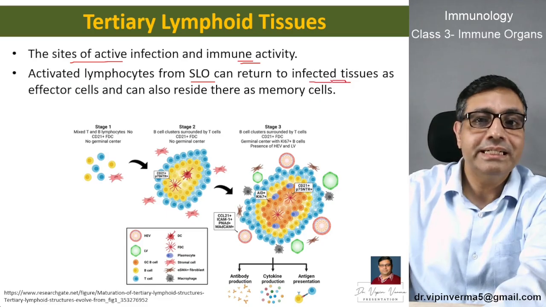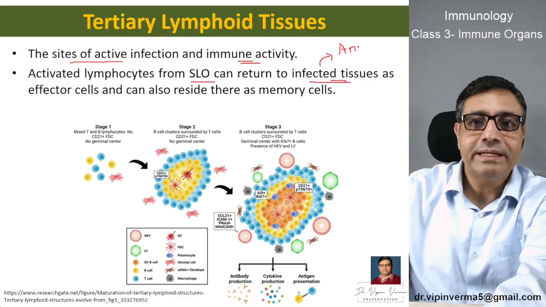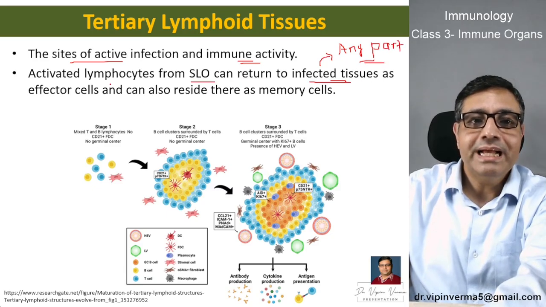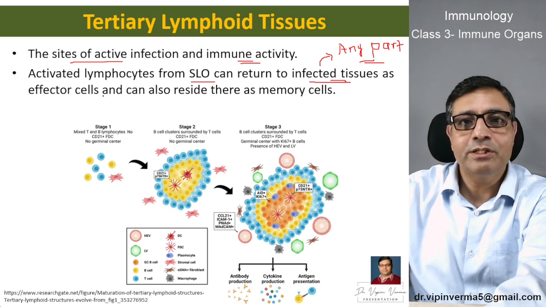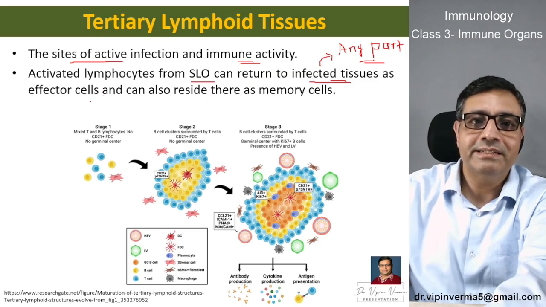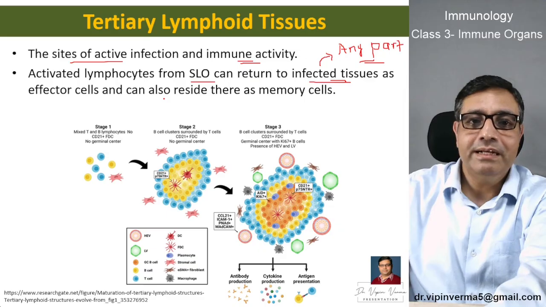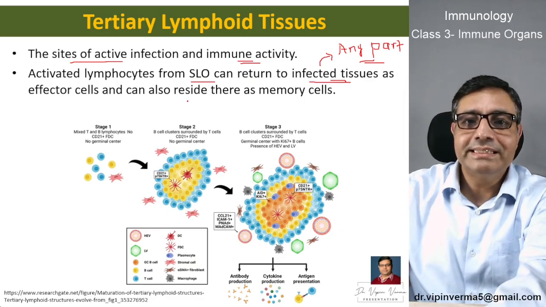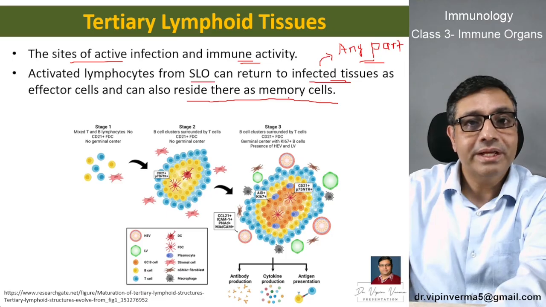Now you remember that this infected tissue can be any part of the body. The lymphocytes return as effector cells, because they are activated from the infection, and they have generated the germinal centers in the SLOs. The effector cells are returning to the site of the infection, and they can reside there as memory cells.